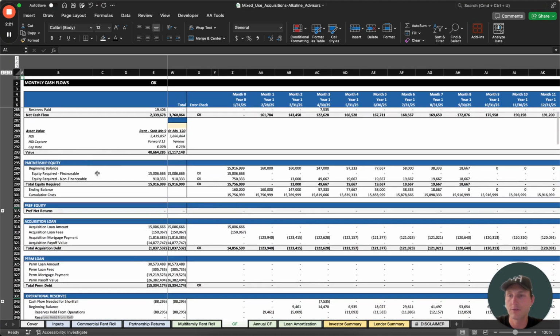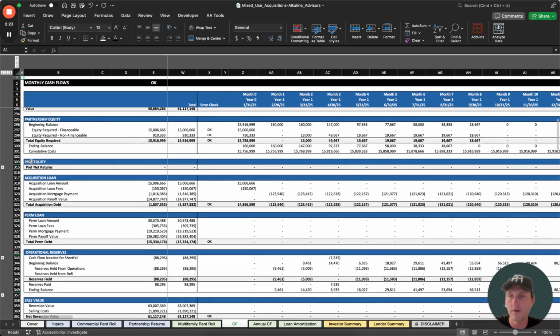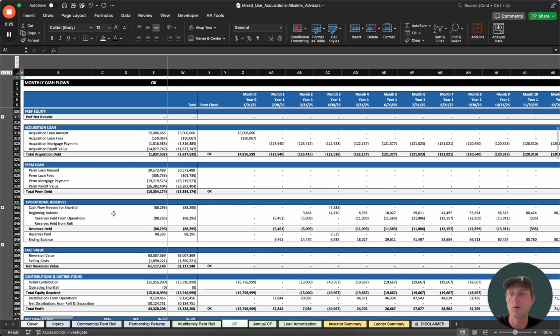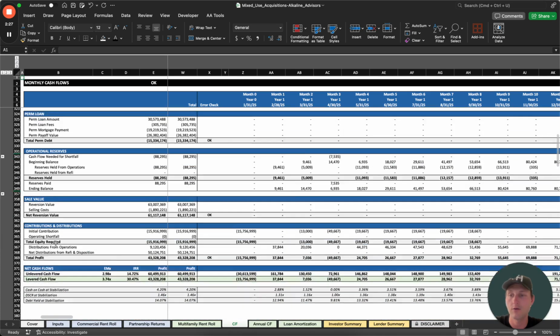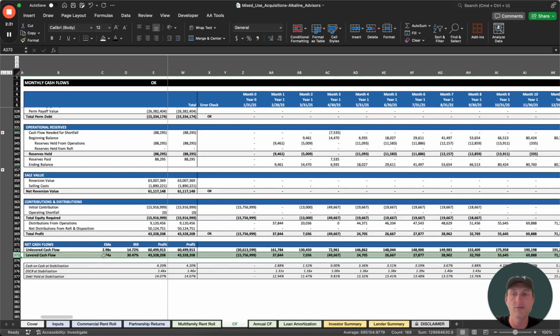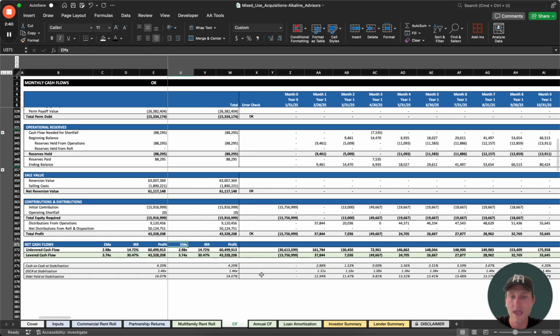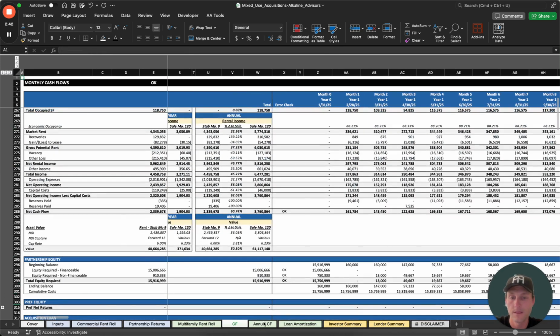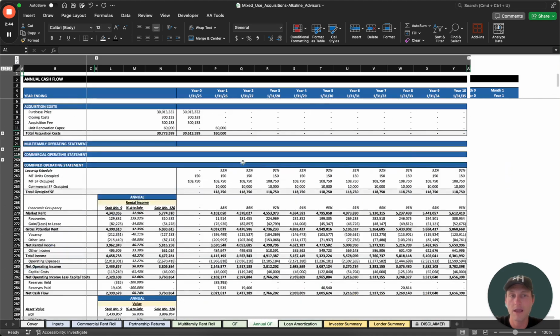Underneath, partnership return or partnership equity, then pref equity if there is any, acquisition loan, perm loan, operational reserve, sale value, contribution distribution section, and then cash flow section. This levered cash flow line is actually what flows into the partnership returns tab. That's how we distribute between GP and LP. Next, we have the annual cash flow. This is the monthly cash flow, but annualized.